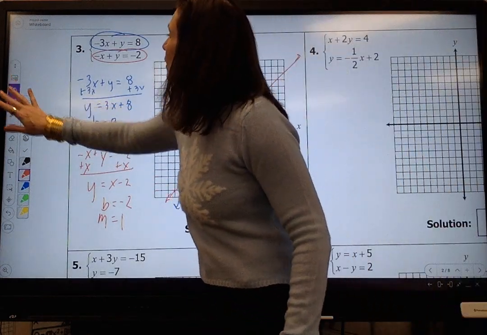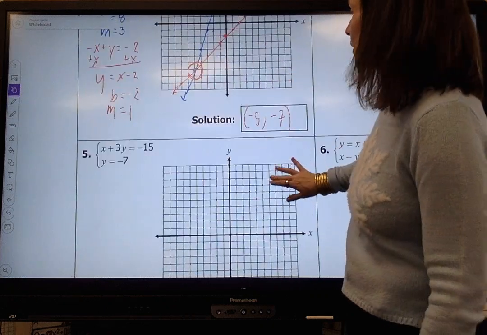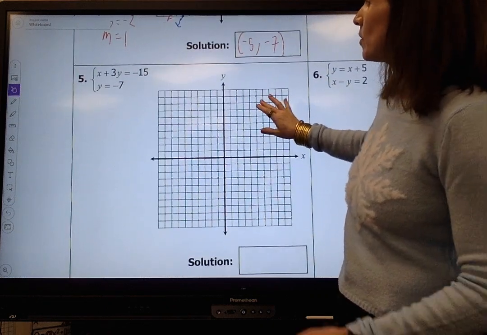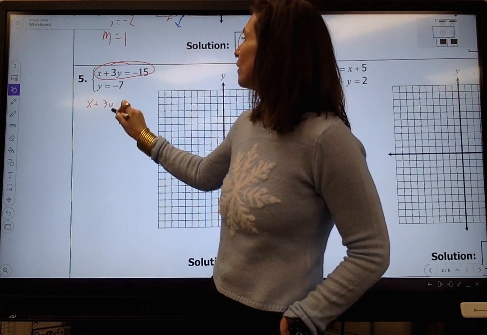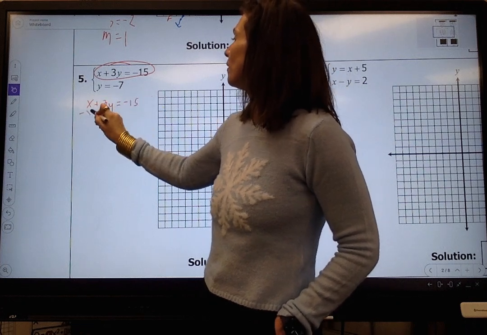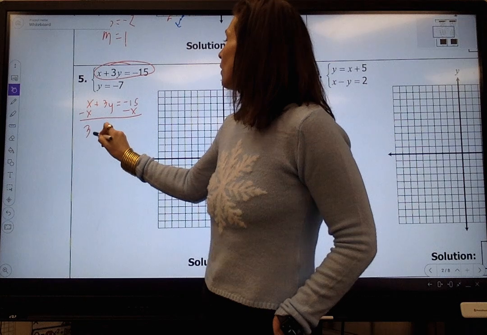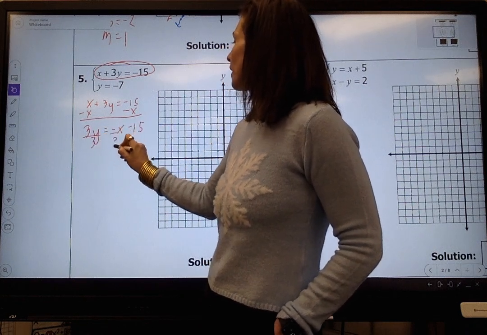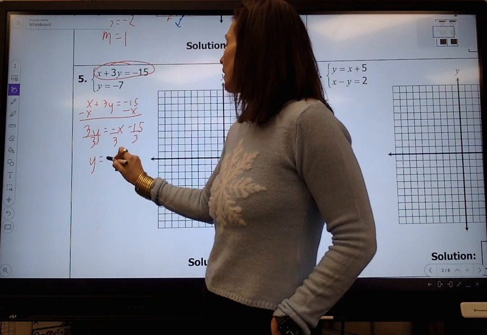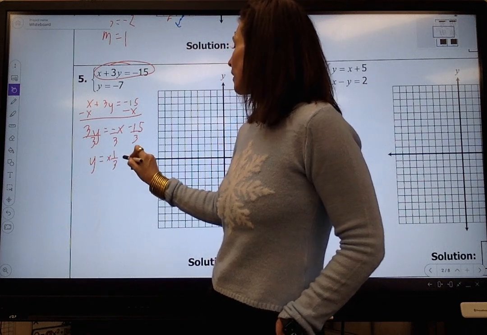All right, let's take a look at number 5. So my first step is to get it in y equals mx plus b form. So I'm going to move it down here and get y by itself. So subtract x. 3y equals negative x minus 15. Divide everything by 3. And I get y equals negative 1/3 x minus 5.